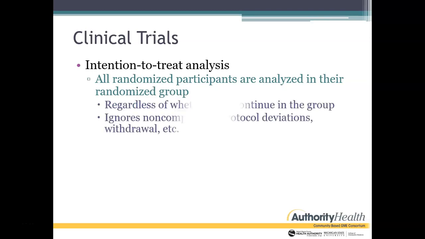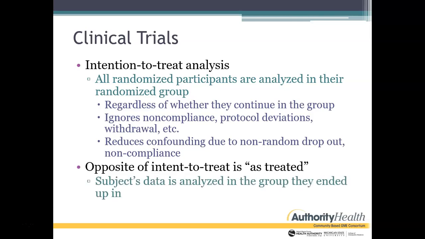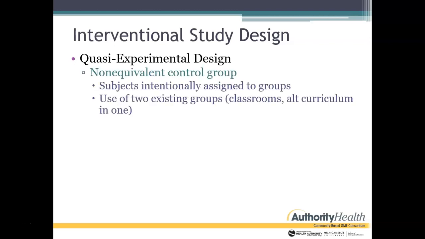their randomized group, regardless of whether they continue in that group. That kind of ignores noncompliance, protocol deviations, withdrawals, etc. And it reduces confounding due to non-random dropout and noncompliance. So that's intention to treat. The opposite of that is, of course, as treated. It's just the way it's analyzed. If it's as treated, the subject's data is analyzed in the group they ended up in, and that's all it is. All right, let's go through some quasi-experimental design.